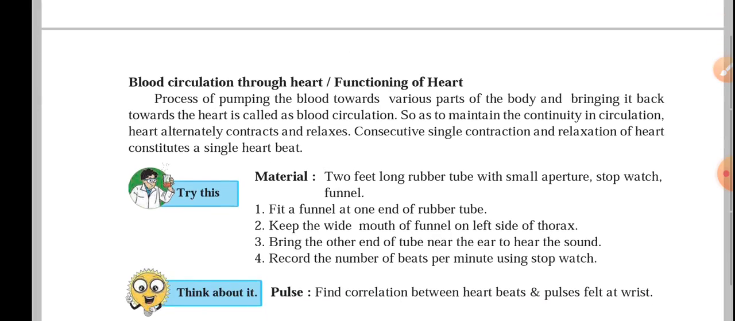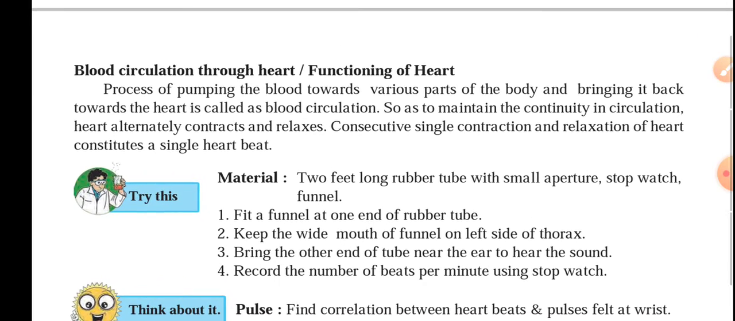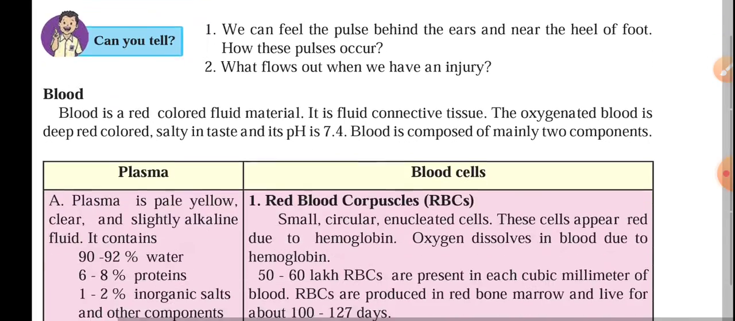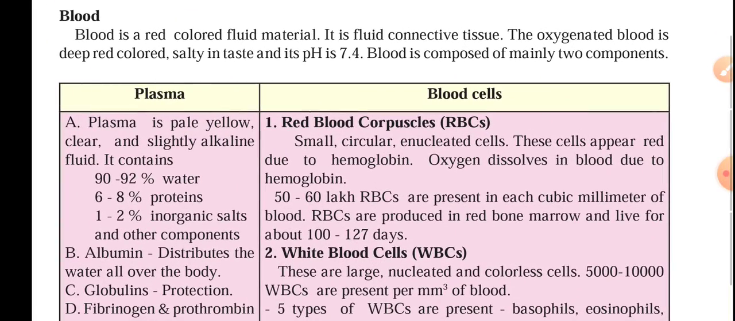Further, the blood circulation through the heart and the functioning of the heart, we have already discussed. Next is about the blood. Blood is a red colored fluid material. It is actually a fluid connective tissue. Why is it connective tissue? Because it connects each and every part of the body.